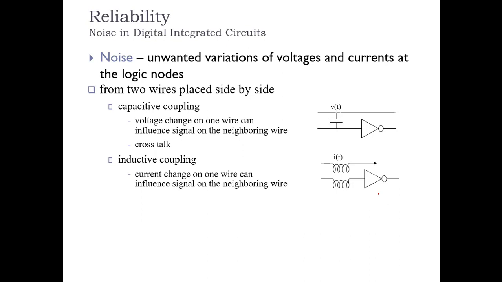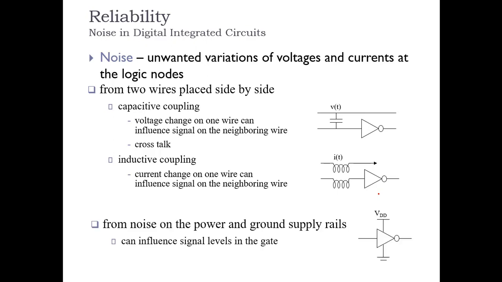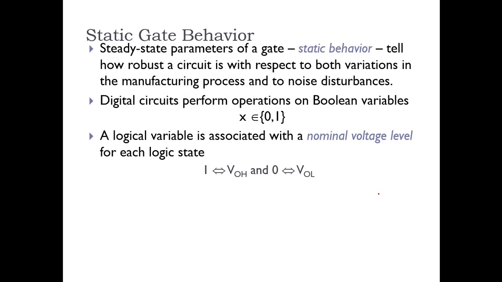So noise is an unwanted variation of voltage or current at the logic nodes, and I told you that we have two main sources: capacitive, inductive, and power supply noise. Okay, so this is just the explanation of what I have said before.